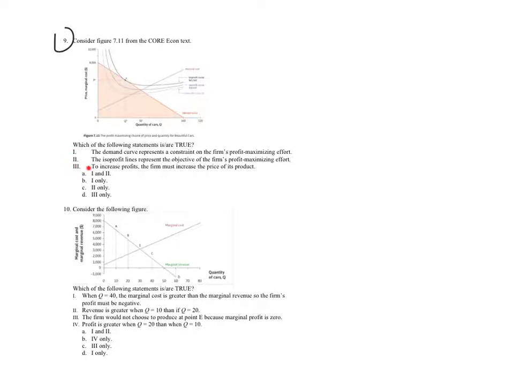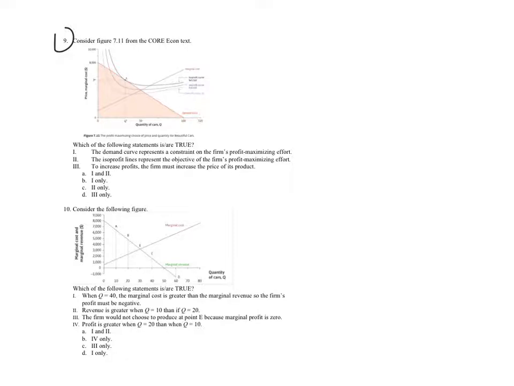Let's think about 3. To increase profits, the firm must increase the price of its product. Let's examine that. Take this point E, where the firm is maximizing its profit, given this demand curve and its cost structure. Raising price means moving to the left, up the demand curve. That leads to lower profits, because as price goes up, buyers buy less, and that could knock profits down, as is the case for this picture.